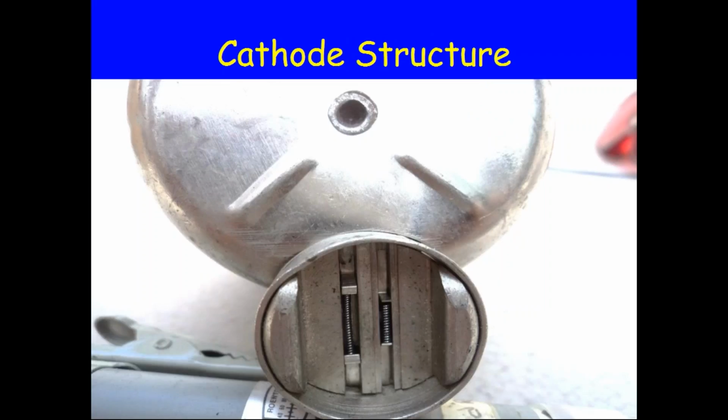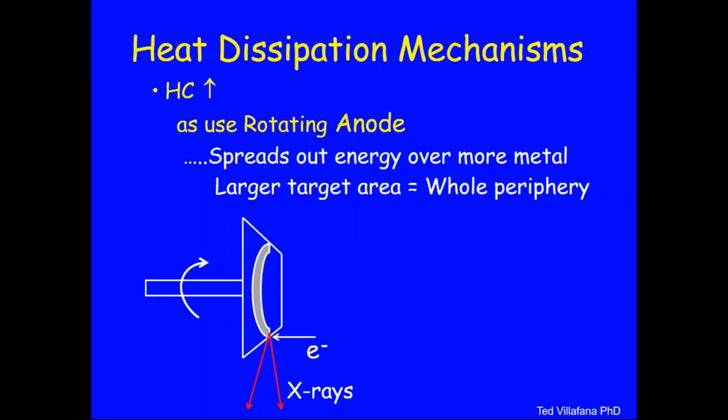Here's a further picture of the cathode assembly showing you the large focal spot and the small focal spot. And the arrangement is such that usually we use a rotating anode. There is your next heat dissipation mechanism, a rotating anode. And the idea of a rotating anode is that you have a target shown over here, but that target is extended over the whole periphery of an anode disk.